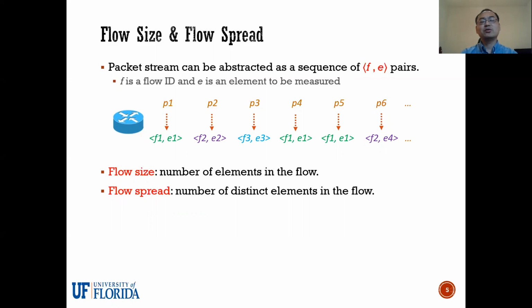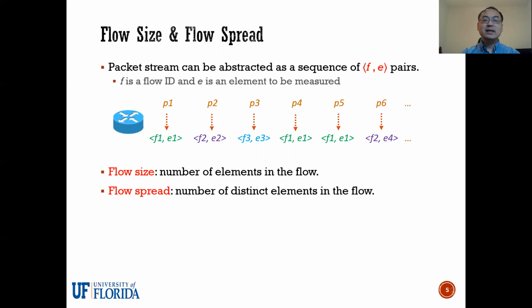So there are two types of measurement. One is called flow size, which is to measure the number of elements in the flow. Essentially, it's the number of packets in the flow. The other is flow spread, the number of distinct elements in the flow. This is a harder problem than flow size because you have to remember the elements you have seen so far in order to find the duplicates and not count those duplicates.